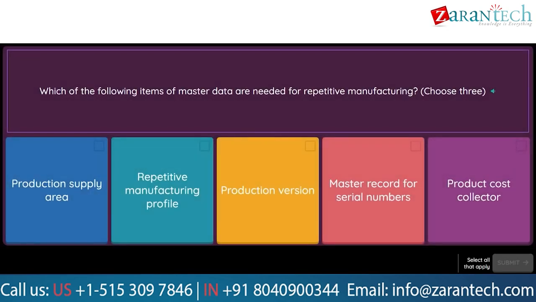Question, which of the following items of master data are needed for repetitive manufacturing? Choose 3. Option 1. Production supply area. Option 2. Repetitive manufacturing profile. Option 3. Production version. Option 4. Master record for serial numbers. Option 5. Product cost collector.